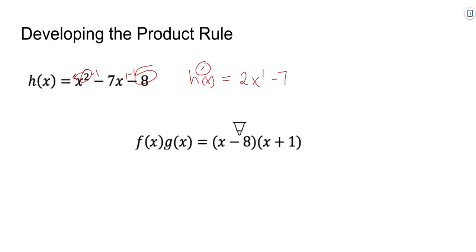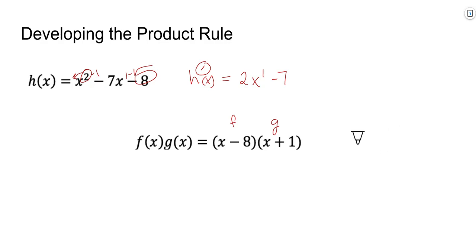So I look at this first one as the function f, and the second one as a function g. And think about, in this case, like when we FOIL something out, right? First, outer, inner, last. A lot of us like to leave off that middle term, because we just do the first and the last, and we think we're done sometimes. There's that middle term. That's sort of what happens here.